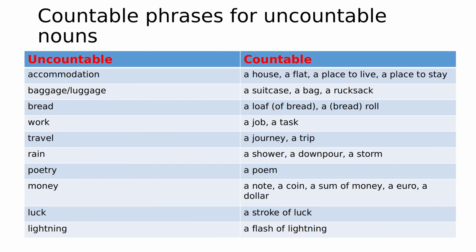So, we can sometimes use countable noun phrases to talk about an individual example of a thing an uncountable noun refers to. For example, accommodation. To express singularity, we shall use the following nouns: a house, a flat, a place to live, a place to stay. Baggage, luggage, a suitcase, a bag, a rucksack. Bread. We need the determiner a loaf of bread, a roll.